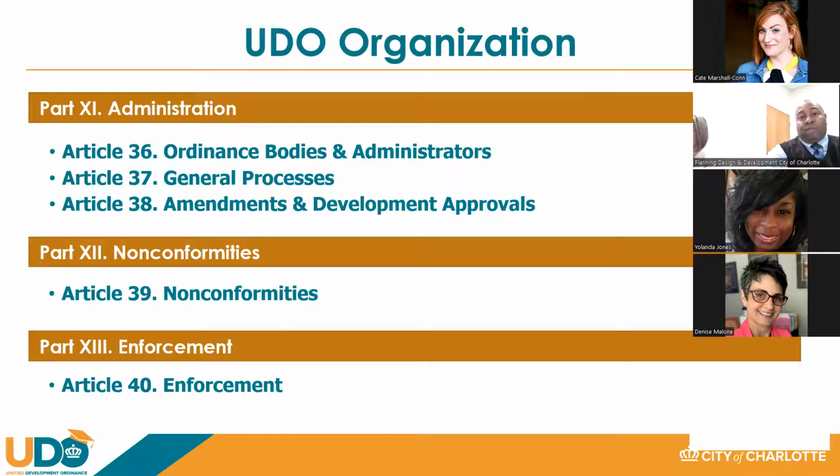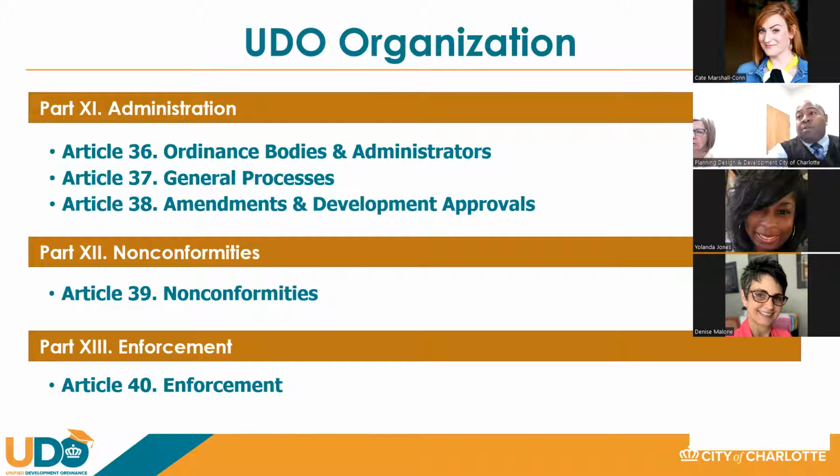Think of it as if you're going to seek a variance from any of the standards. And if there's a tree ordinance variance, things like that, that's where that starts to get into. And the amendments and the development approvals are basically speaking of how any amendments to conditional zoning and then the development approval process that we have.